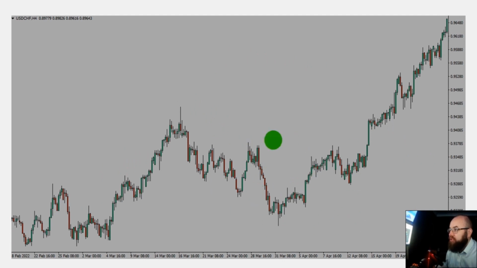An inverted head and shoulder this time. So price is coming down. We have a shoulder, a head, and a shoulder, and price starts coming up. So a very short term downtrend here. Shoulder, head, shoulder. So here's the head, and we have a shoulder either side. A bit harder to see that one.